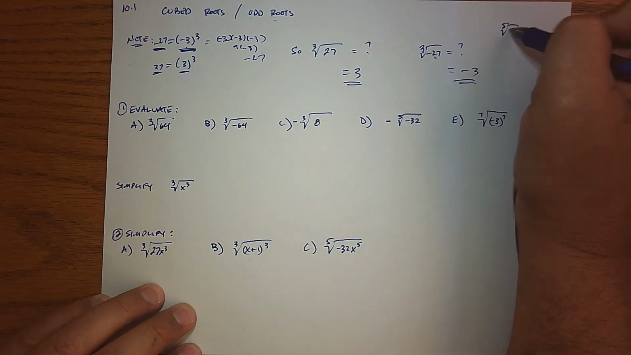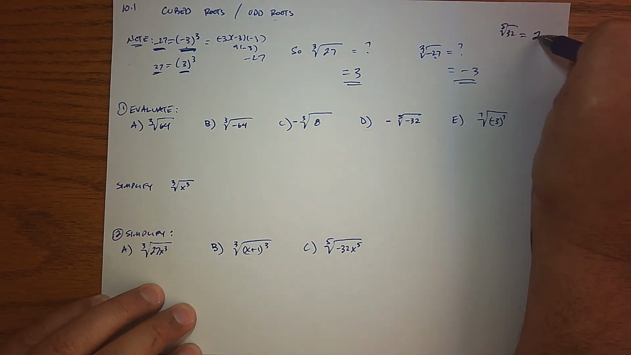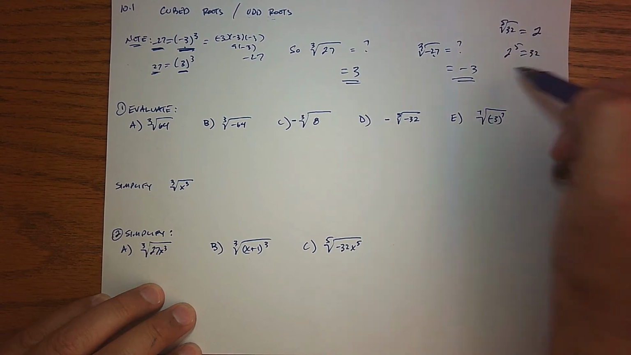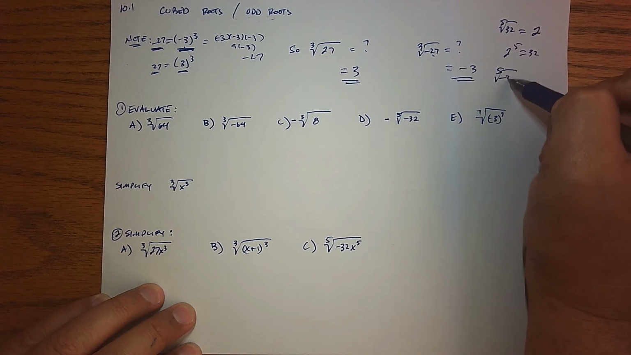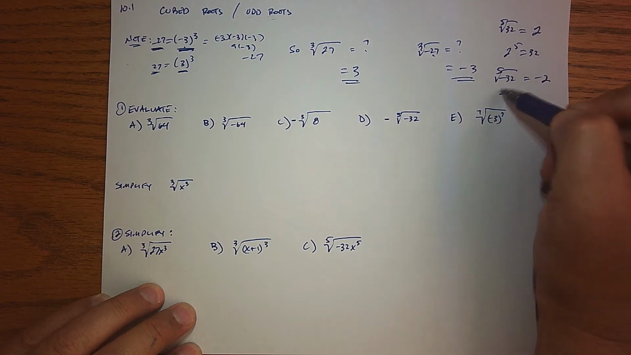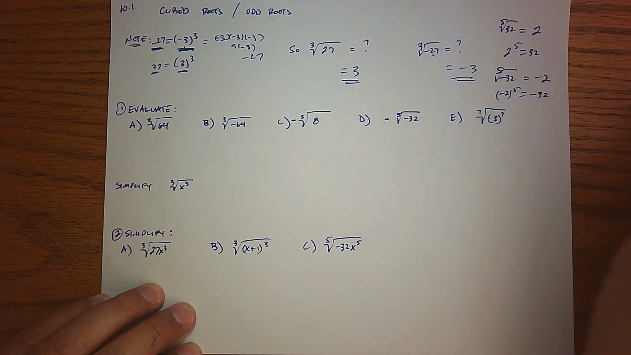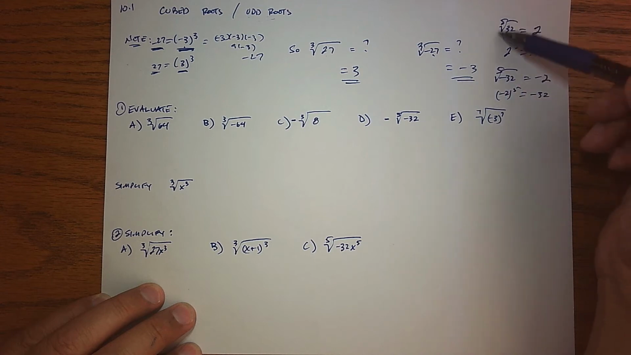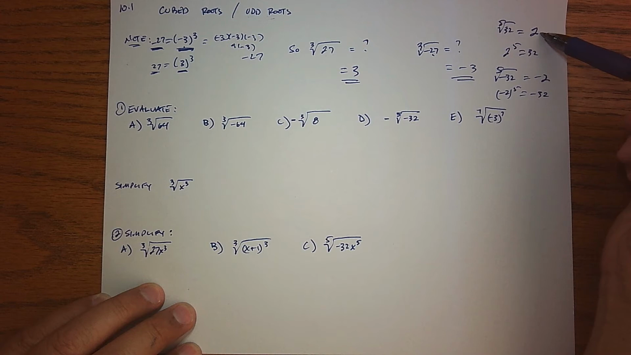If we took the fifth root of 32, then the answer would be 2, because 2 to the fifth is 32. If I took the fifth root of negative 32, the answer would be negative 2, because negative 2 to the fifth power would be negative 32. So it doesn't have the same problems as square roots, where we have to worry about a positive and a negative possibility. If you take the odd root of a positive, you get a positive. If you take an odd root of a negative, you get a negative. So you get one nice distinct value.